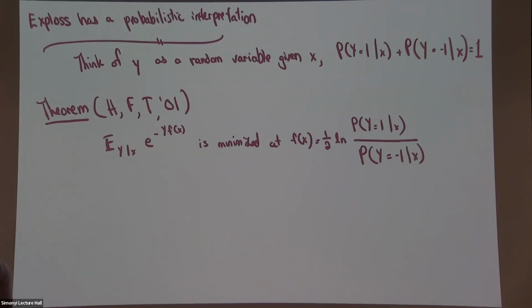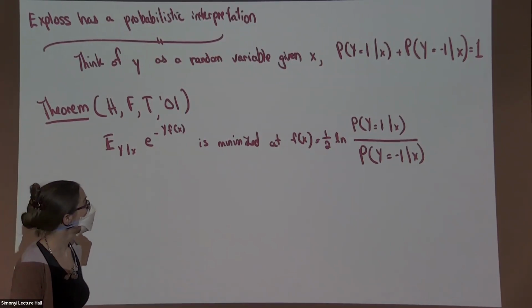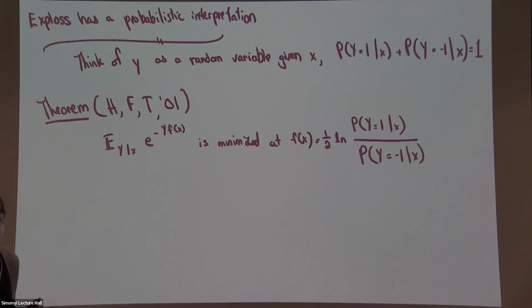Okay? So neither of those probabilities can be zero. So the probabilities are not zero. So let's assume that they're not zero.